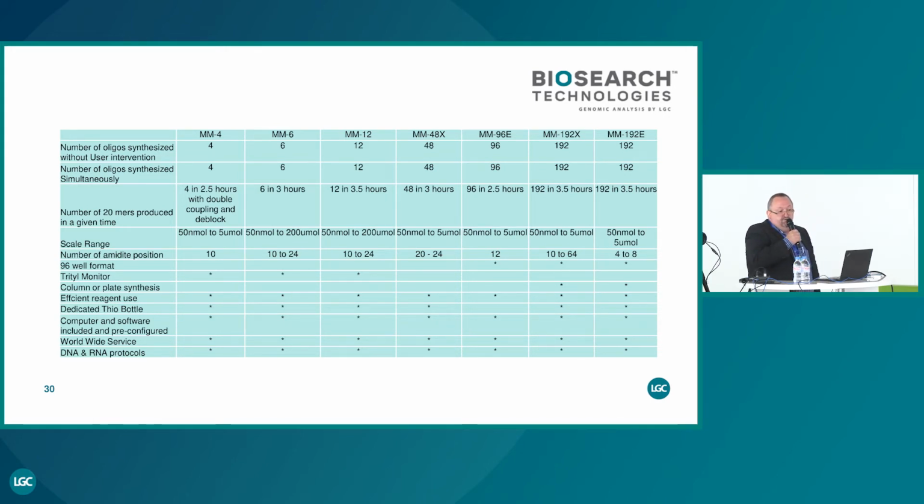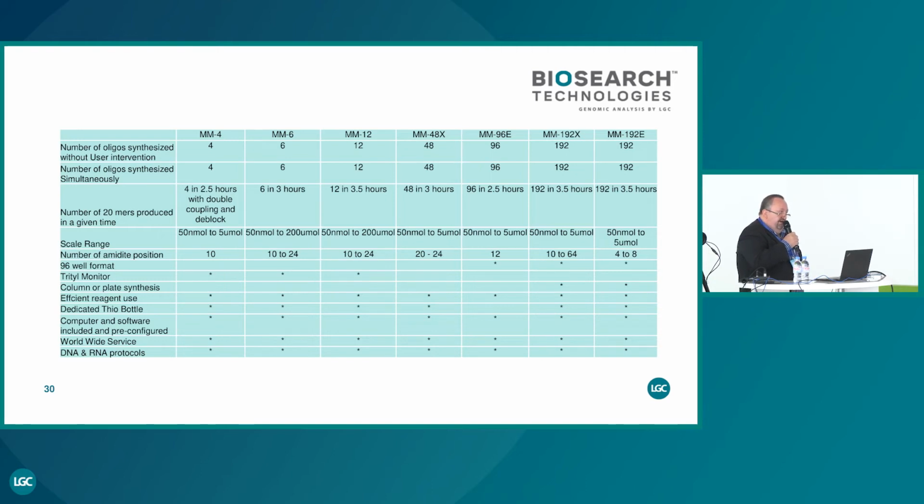But for instance, with a Mermaid 6 or Mermaid 12, you will also start from 50 nanomole, but with some options, you can go up to 200 micromole scale. So imagine 6 oligos at 200 micromole scale. If you make one sequence, it's 1.2 millimole, just for this.